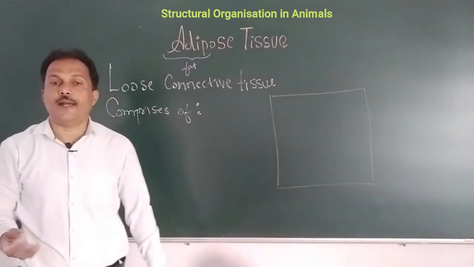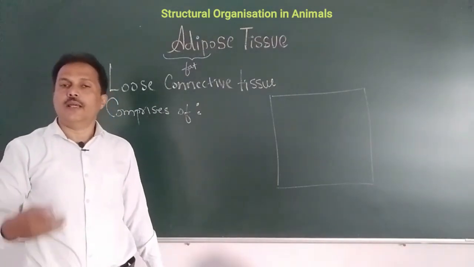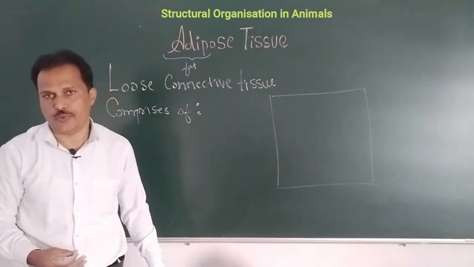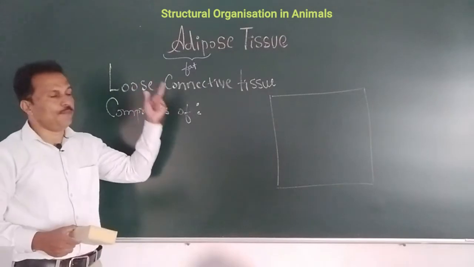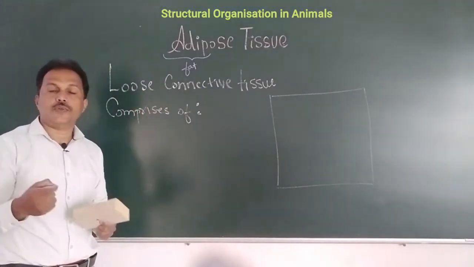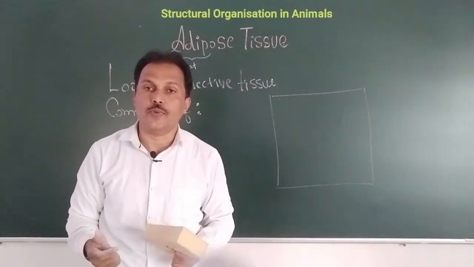This is nothing but the fat tissue. Whatever fat is present inside our body, it is nothing but adipose tissue. Adipo refers to fat. So when we talk about adipose tissue, what is the structure of adipose tissue?